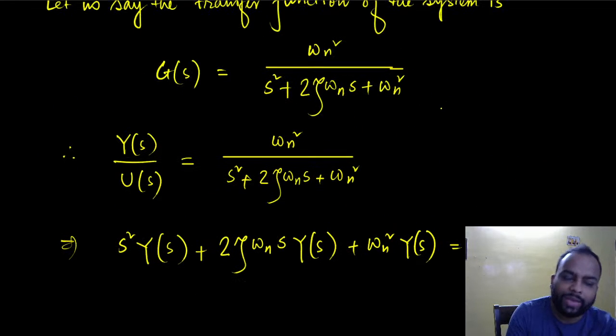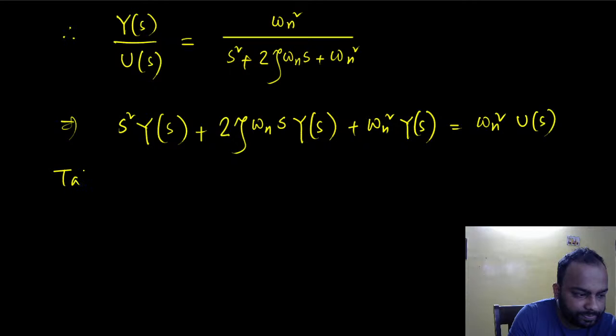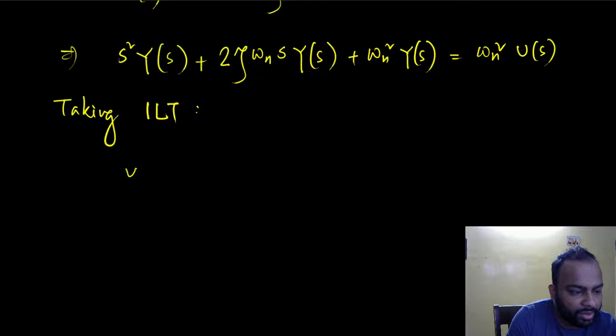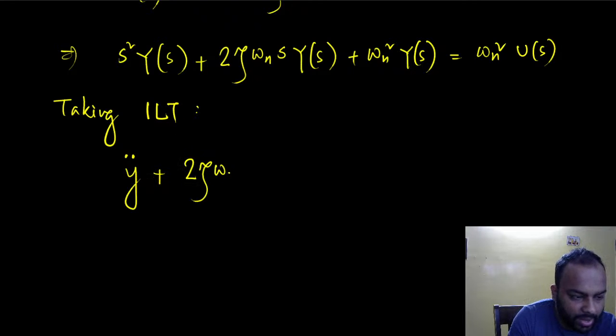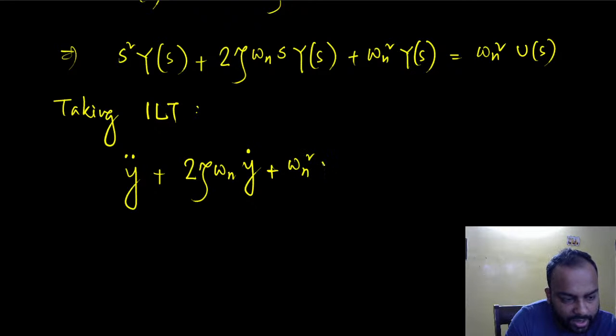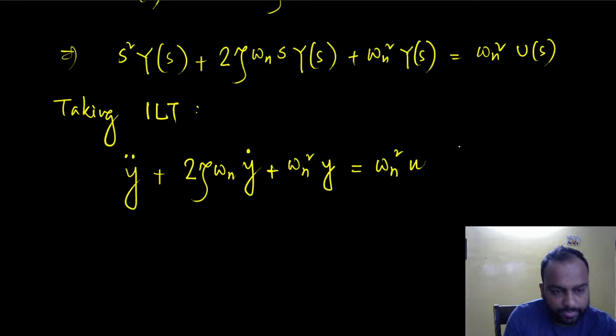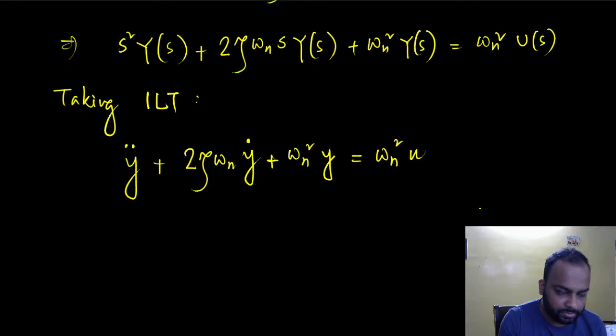Again, the moment we say we have a transfer function, we are assuming zero initial conditions. We are assuming linearity and time invariance. Now taking the inverse Laplace transform, this becomes y double dot, of course a function of time, I'm not writing that, plus 2 zeta omega n, those are constants, y dot, because the inverse Laplace transform of sY(s) is y dot under zero initial conditions, of course. And then we have omega n square y, and that is equal to omega n square u(t), of course, no issues.